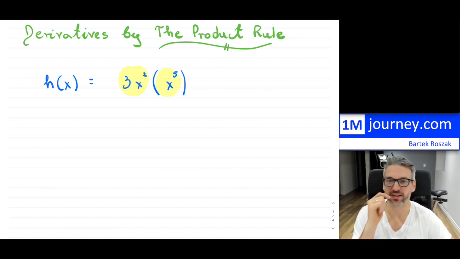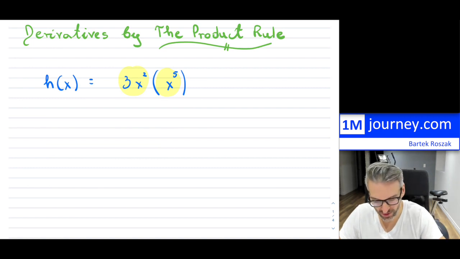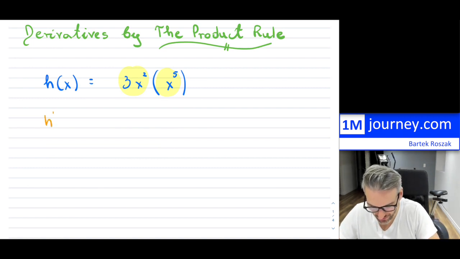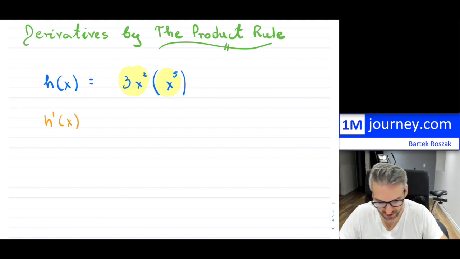So when we have this, this is a product of two functions. And now our main goal is to try to figure out what would be the actual derivative for this.